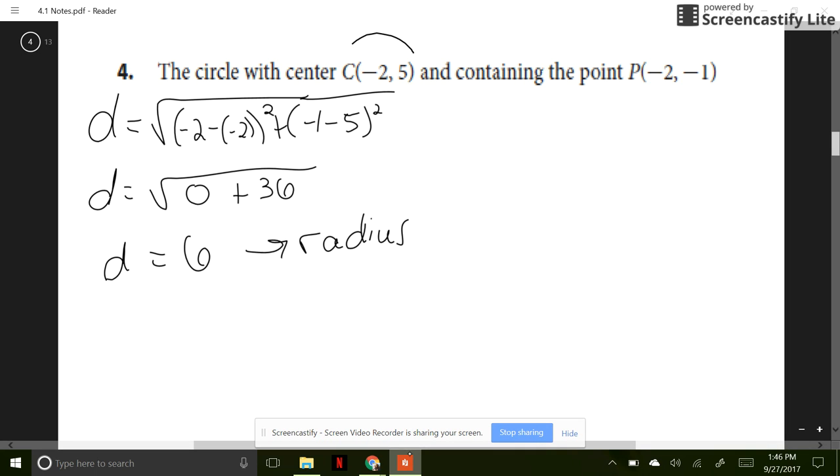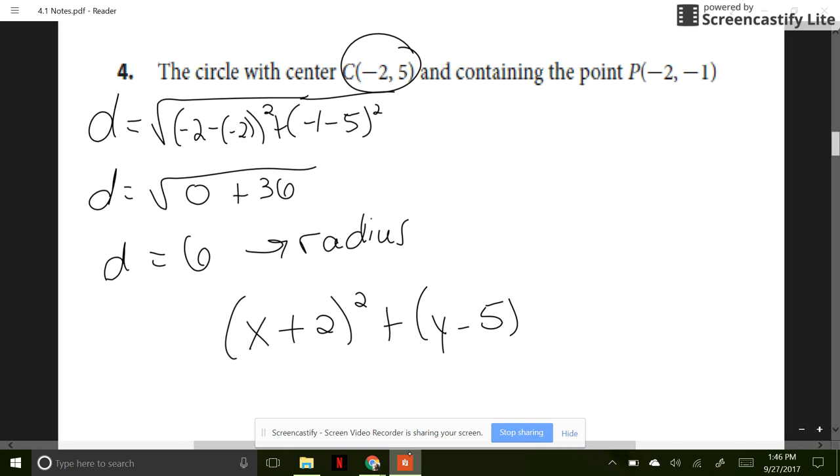Knowing now our center value and our radius, we can write our equation. So we get x minus the x-coordinate -2, which becomes (x + 2)², plus (y - 5)² equals our radius squared. Our radius is 6, so our equation there would equal 36.